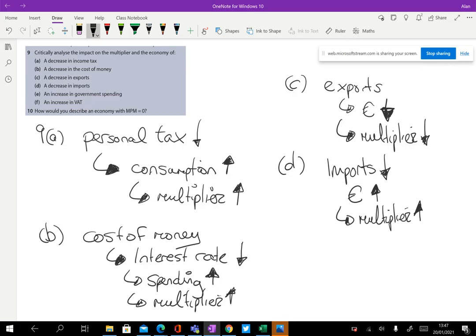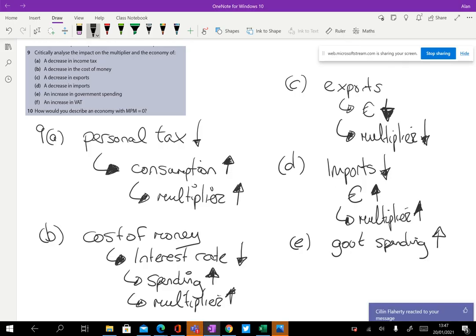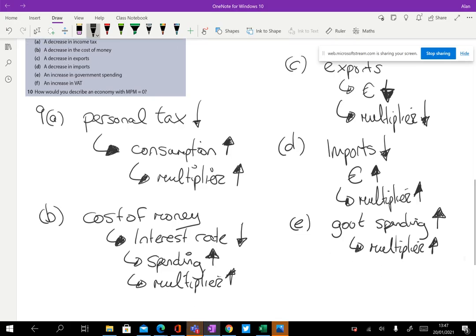Part E, an increase in government spending. So if the government spends more, what does that mean? Government spending increases. That means the government is spending more on roads, more on schools, more on hospitals, and more on necessary infrastructure, which means more money in the economy. So what's happening to the multiplier? It is increasing. More money in the economy means more money we spend.